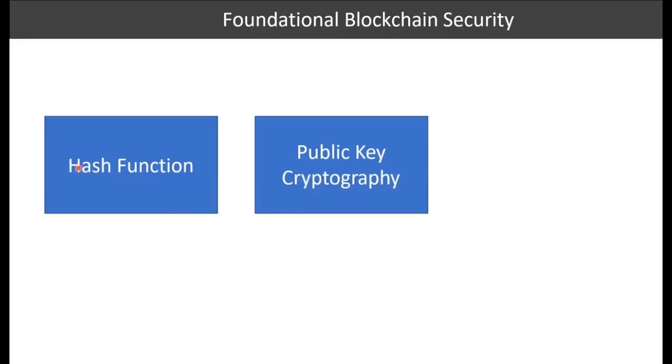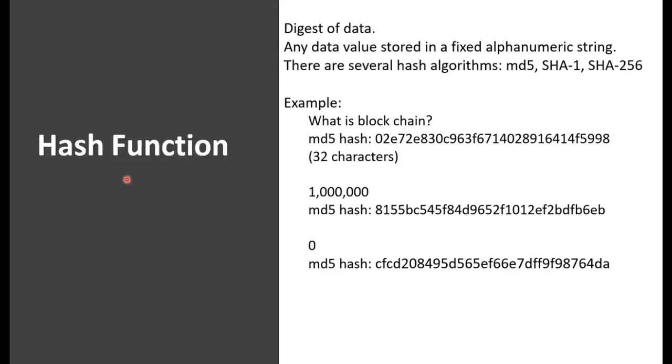Well, a big part of blockchain security is the hashing function. And you may think of the hashing function as converting text into some unreadable string, and that's almost like encryption. And that's not really what hashes are used for on the blockchain. So hashes are digests of data. So any data value can be stored in a fixed alphanumeric string. And there are several, many, perhaps dozens of hashing algorithms. MD5 is popular, SHA-1, SHA-256.